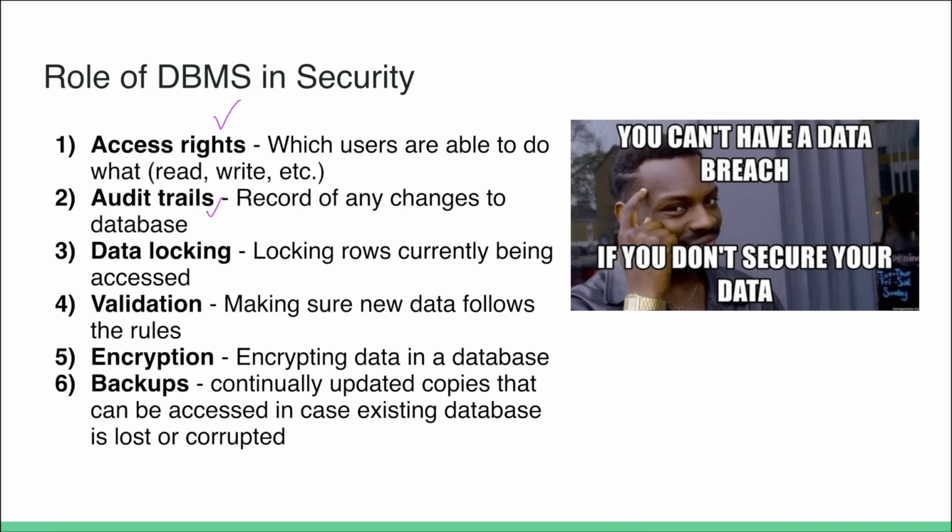We have data locking, and data locking corresponds to concurrency. This means that a row that's currently being changed is locked and cannot be accessed. While that isn't security in the traditional sense, this just means that data is being preserved, right? So it's not necessarily that we're securing it from a bad actor, but we're making sure that everything is the way it should be. And the same thing goes for validation. Validation just makes sure that new data follows a rule, so it makes sure that data follows the correct data type and length. And again, this isn't necessarily security from a hacker, but just making sure that data is in the correct format. We can have encryption, which is encrypting data in a database.